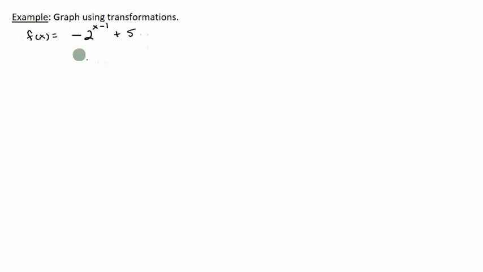So here is a transformed parent function that we're supposed to graph using transformations. So the first thing I need to do is identify the parent function. Now in this particular function, the number 2 is being raised to a power. So my parent function is y equals 2 to the x. Notice that the negative is not part of my parent because the negative is not being raised to the power. If it were, I'd have -2 in parentheses like this. But since it's not, it's more like -1 times 2 to the x minus 1 plus 5 is the function we're graphing.